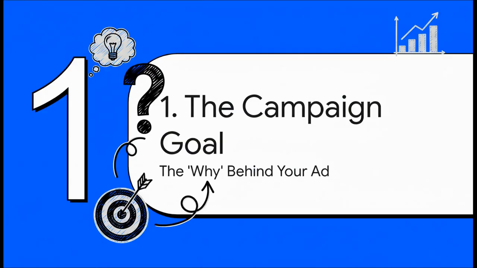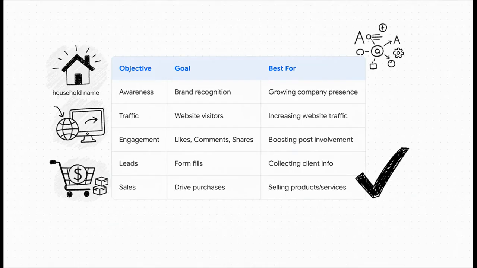So let's start at the very top, at level 1, the campaign. This is where you answer the biggest, most important question of all. Why are you running this ad? What is the point? What do you actually want to happen? Think of this part as just telling Facebook what a win looks like for you. If you just want people to know your brand exists, you choose awareness. If you want to get more people to click over to your website, you pick traffic. And you guessed it, if you want to make sales, you choose sales. This choice is so important because it tells Facebook's AI exactly what to optimize for.